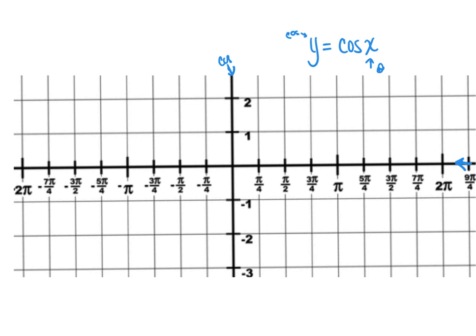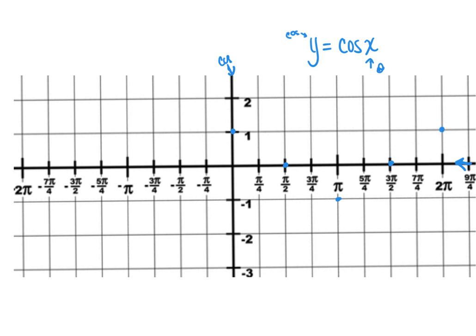So if I do this all over again, and I start at 0, what is my cosine value then at 0? 1, right? Because we're talking about the x values. If I go to pi over 2, what is my cosine at pi over 2? 0. Pi, what is my cosine at pi? -1. 3 pi over 2? 0.